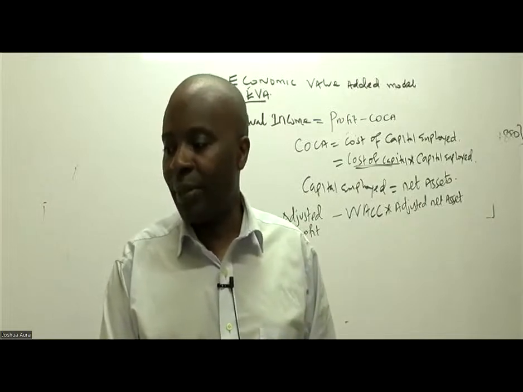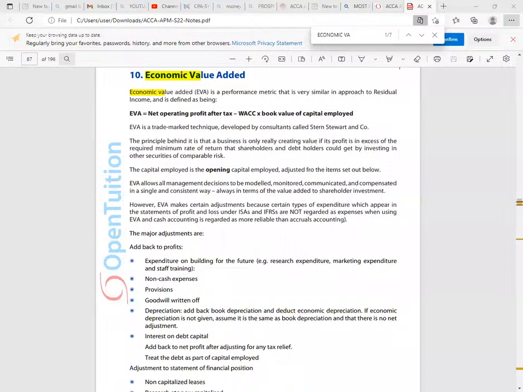And I would want to project something here so you can go now through these notes having discussed them. So you're saying that the economic value added model is a performance metric that is very similar in approach to residual income and is defined as: EVA is net operating profit after tax minus WACC times book value of capital employed. EVA is a trademark technique developed by consultants called Stern Stewart and Company.